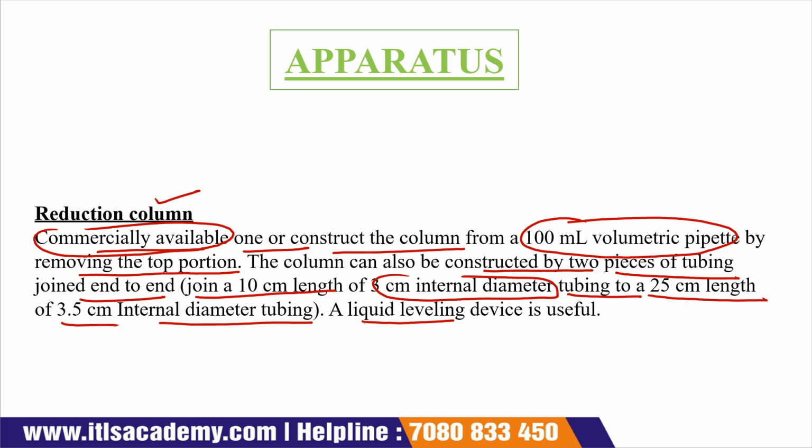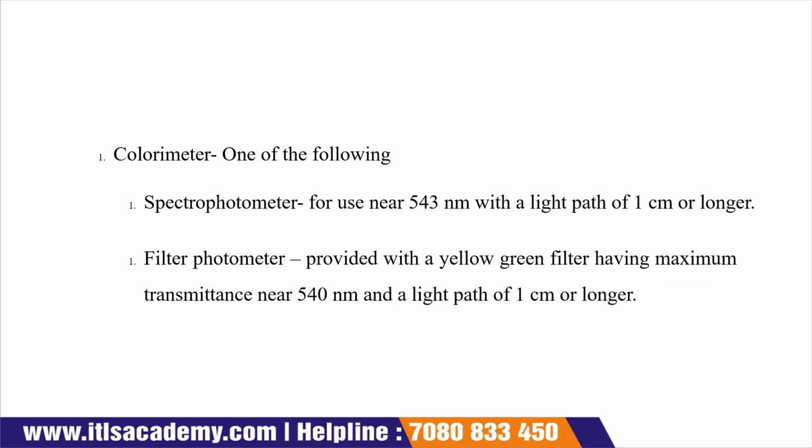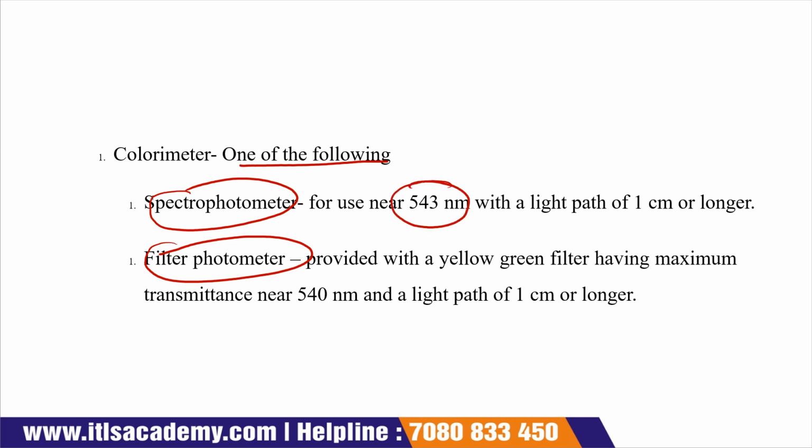A liquid leveling device is useful for this purpose. Okay, now the next one is your colorimeter. One of the following: one is your spectrophotometer and one is your filter photometer. If we use a spectrophotometer, then it should measure the wavelength around 543 nanometer with a light path of 1 centimeter or longer.